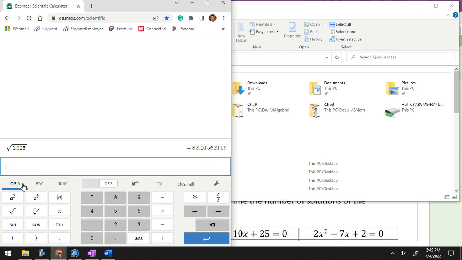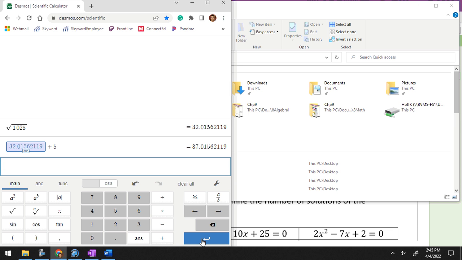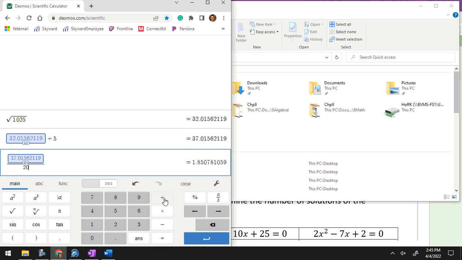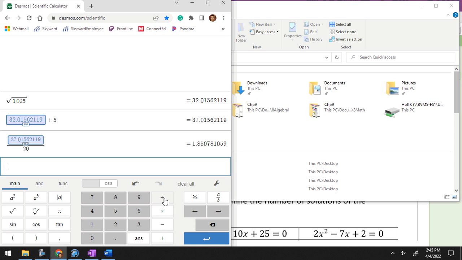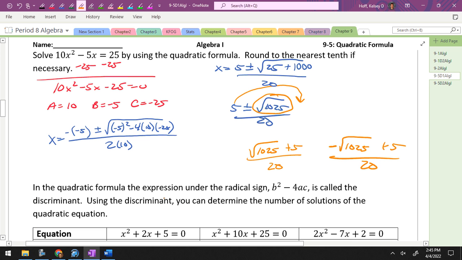Now, what am I supposed to do with that number? Nope, don't round to the end. Add 5. So if you're using Desmos, you say answer plus 5, enter. Answer divided by 20, now round. 1.9. Okay, so this is 1.9.